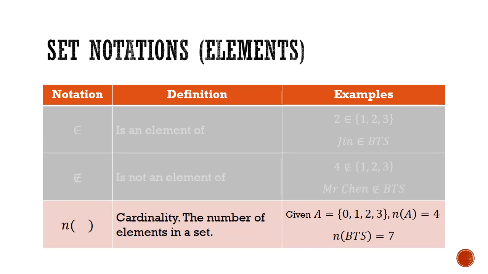This symbol of an N followed by an open and closed bracket refers to the cardinality of a set. This is basically just counting the number of elements within the set. For example, the set A comprising of the elements 0, 1, 2, and 3 has a cardinality of 4. So we say N(A) equals 4. Or for the example of BTS, there are 7 K-pop members, so the cardinality of that group is 7.